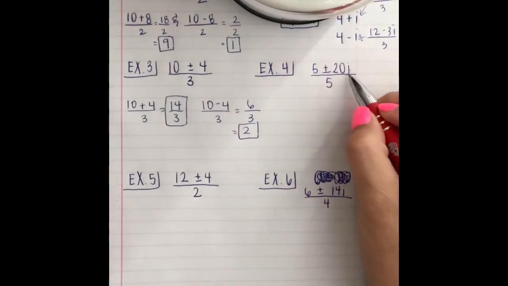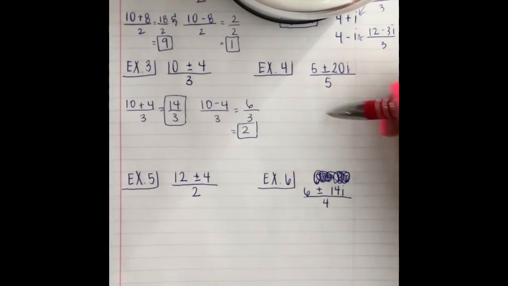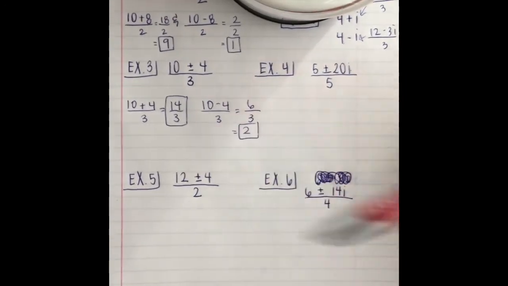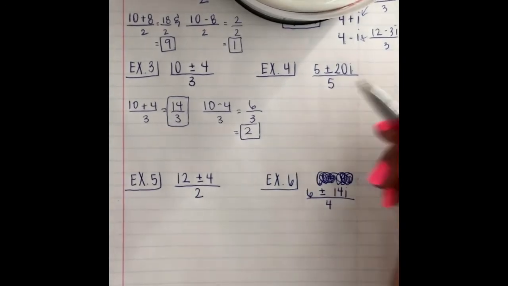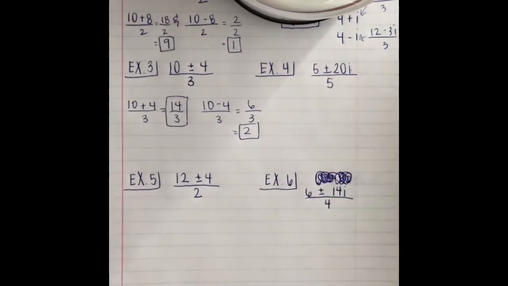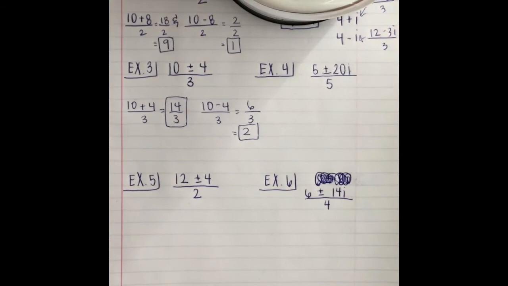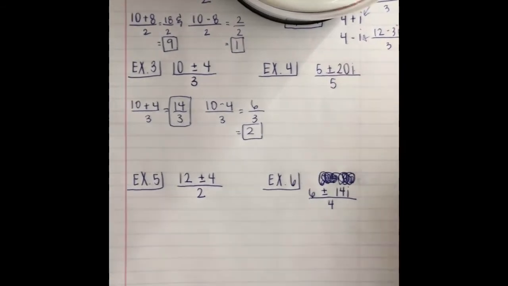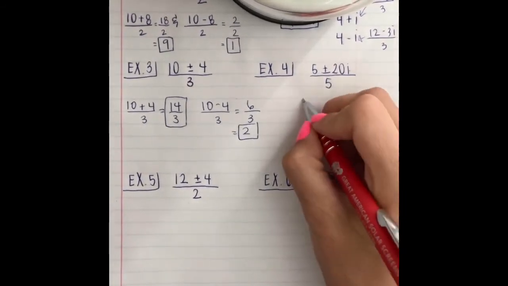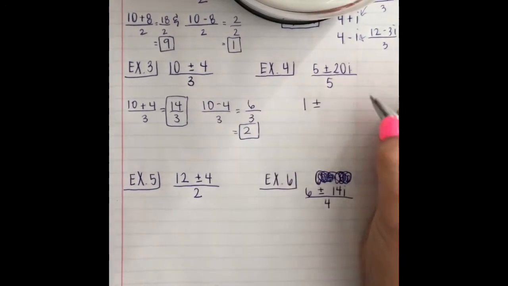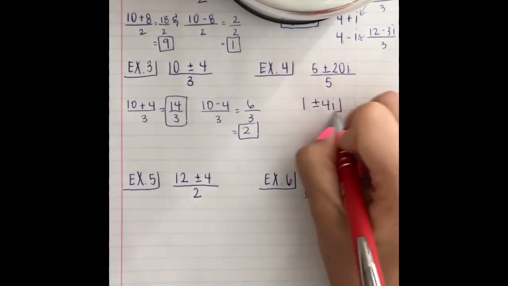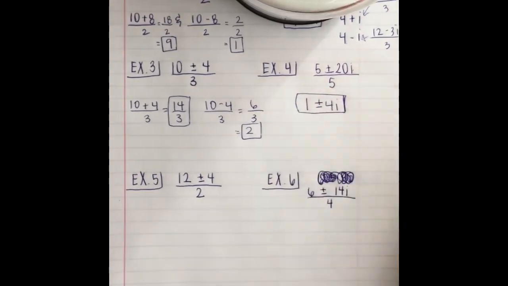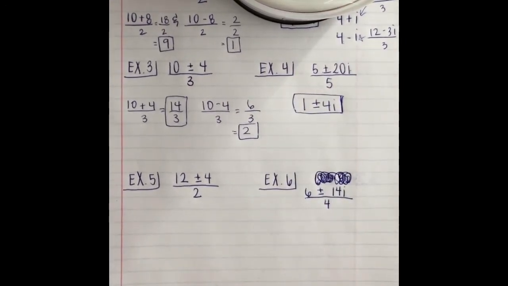Next example, we have an i, okay? I don't have to split these up into two separate expressions like I did here. You can, but you don't have to. Really, you just need to focus on simplifying. Are 5 and 20 both divisible by 5? And the answer is yes. 5 divided by 5 is 1. Plus or minus 20i divided by 5 is 4i. So that is your answer, 1 plus or minus 4i.